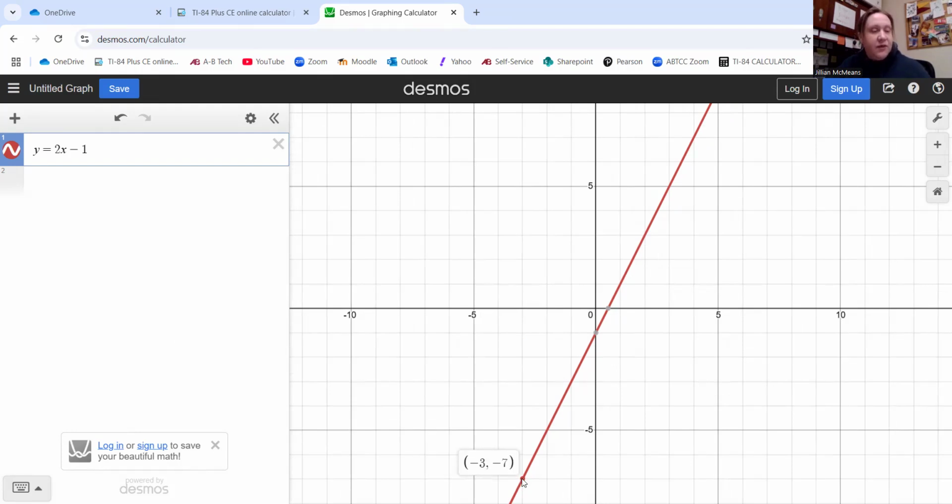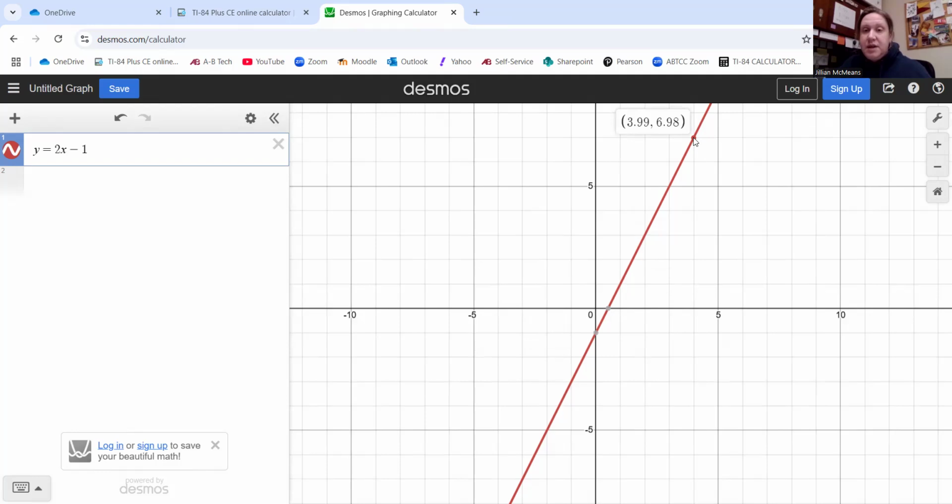We also had that if x is negative 1, y has to be 3. And there we have it. We had that if x is 0, y had to be negative 1. So we have that one. We also had that if x is 1, y is 1. Let me see if I can get it. There we go. And then finally, if x is 4, y is 7. So we can see right here that we were good to go.